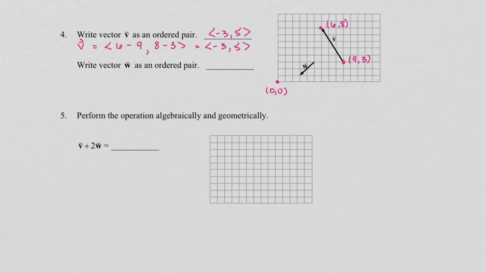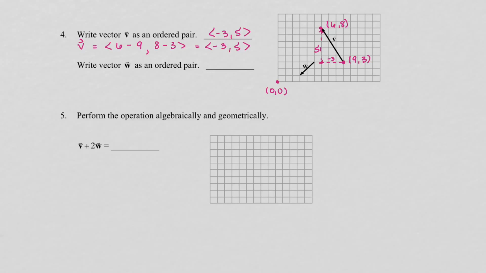And what that tells us is from its starting point to its ending point, this vector goes to the left 3 and then goes up 5 units. So that's what that tells us. From initial point to ending point, this vector goes to the left 3 and up 5.